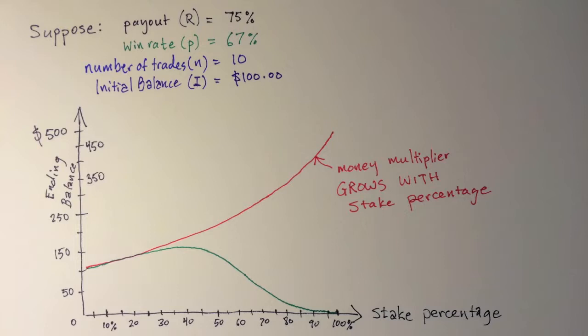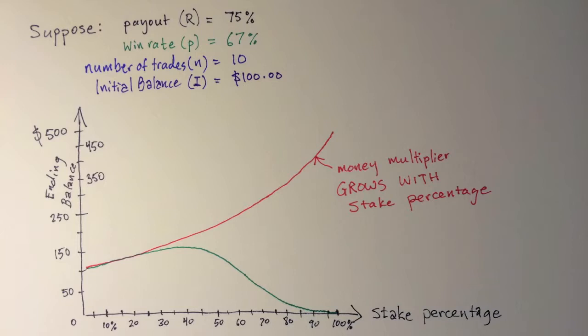For more information on this, check out the St. Petersburg paradox. We may do a video on this in the future if there's enough demand for it, but we'll see. Anyway, we see that while these two are roughly comparable to each other for small stake percentages, they very quickly diverge as the stake percentage grows.